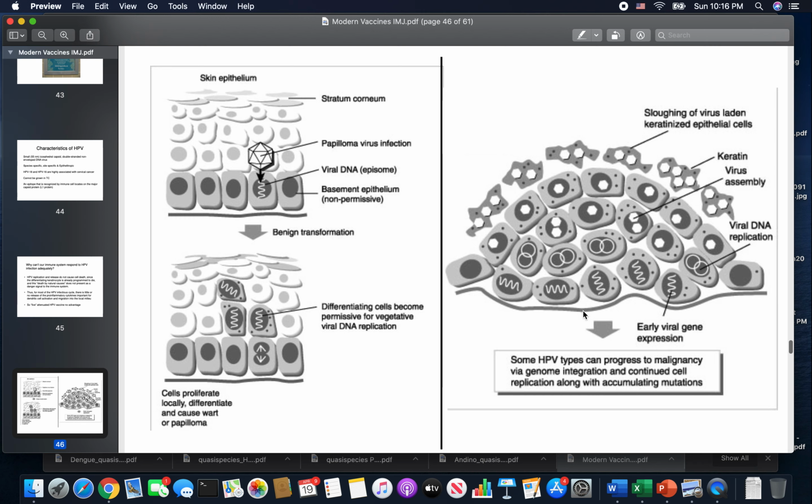And each one of these cells is going to have the DNA, and it's going to start making viruses when it gets toward the outside. And then when they're just about ready to fall off or burst, and they're going to be full of viruses, the viruses come out, and then they can potentially go into somebody else.